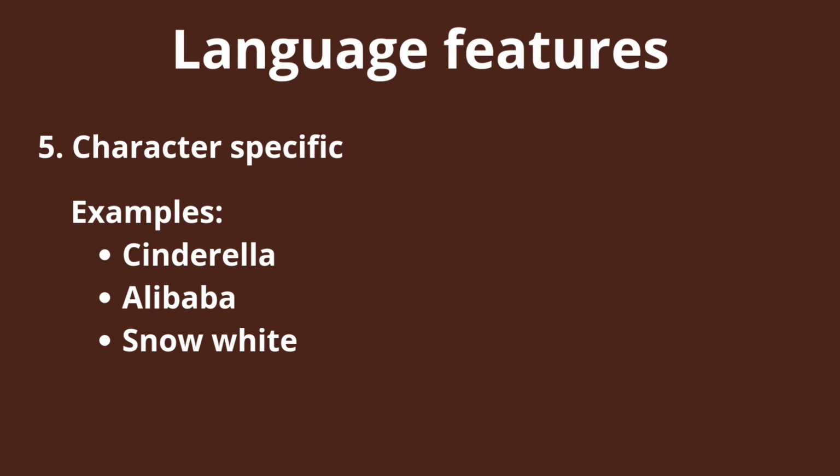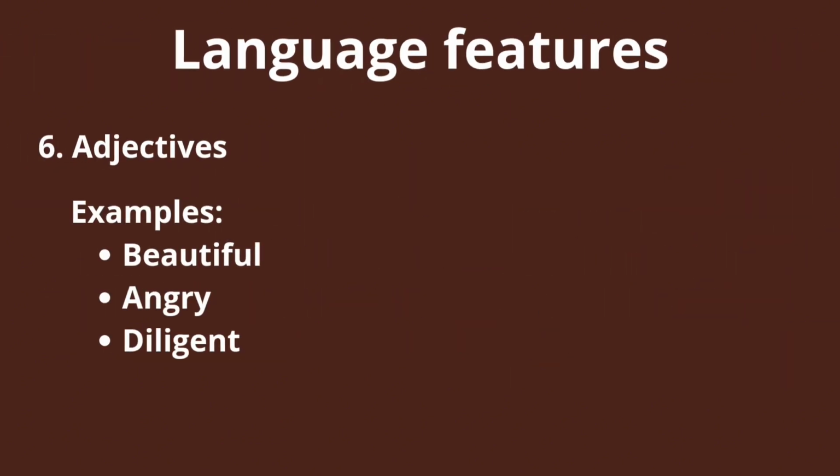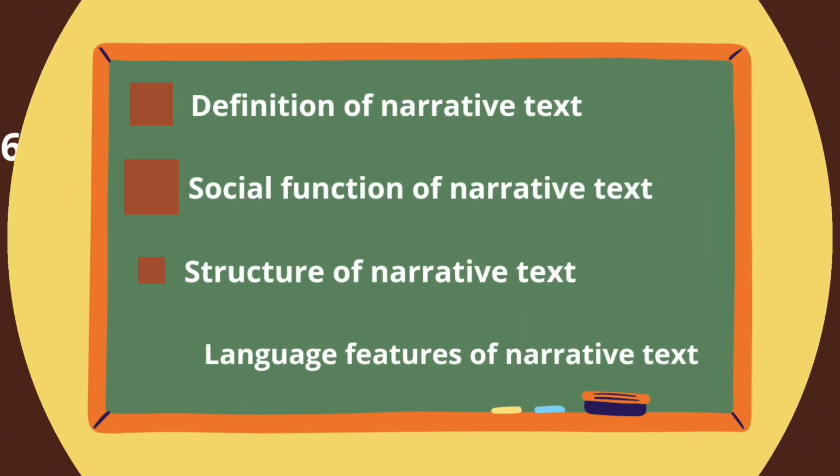Furthermore, there is character specification, or the use of specific rather than generic story characters. For example, Cinderella, Alibaba, Snow White, etc. In narrative text, there is also the use of adjectives such as beautiful, angry, diligent, and so on.